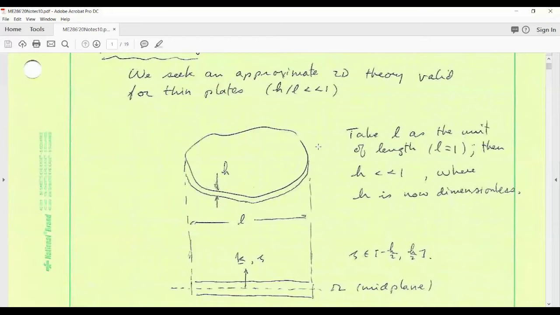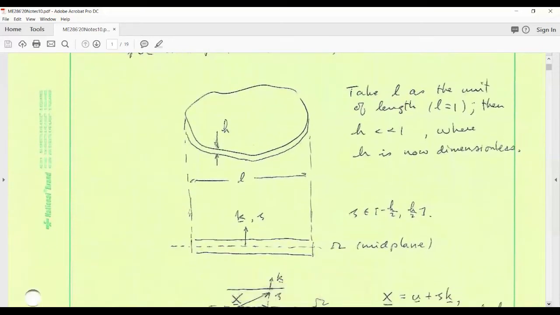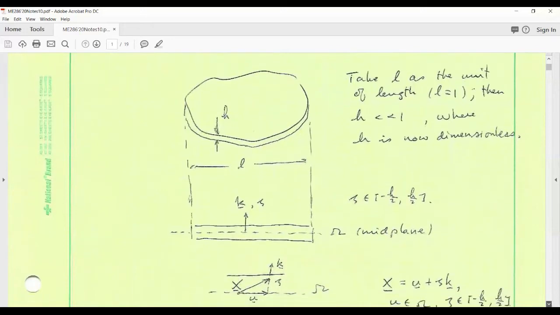To make things convenient, we might as well take this span-wise dimension L to be the unit of length. So we'll say that L is equal to 1. And then h will be dimensionless, and we'll suppose that it's much less than 1 in accordance with this assumption. So the idea is to start from three-dimensional theory and extract an approximate two-dimensional theory, valid in the limit as h gets very small compared to 1.